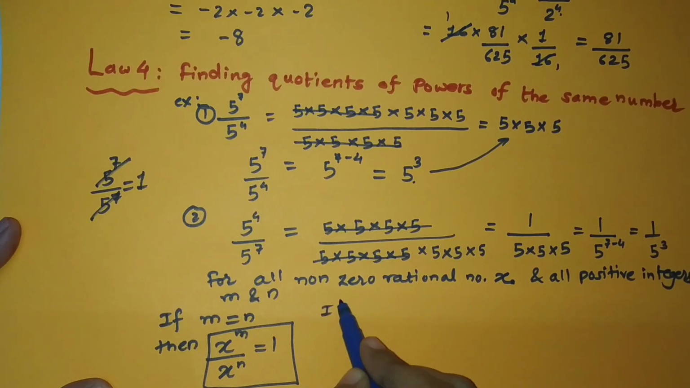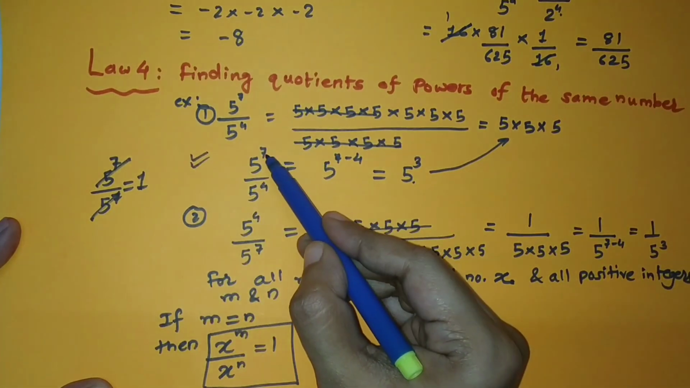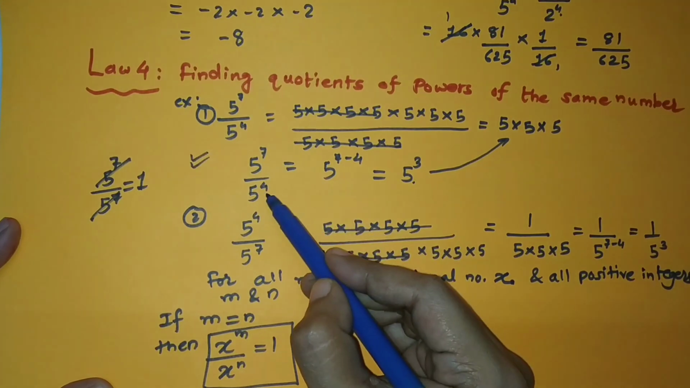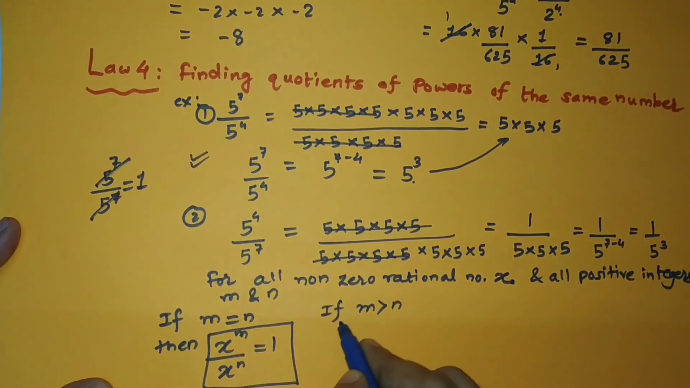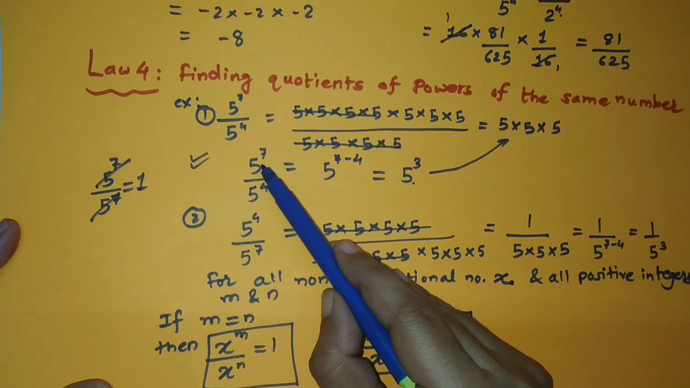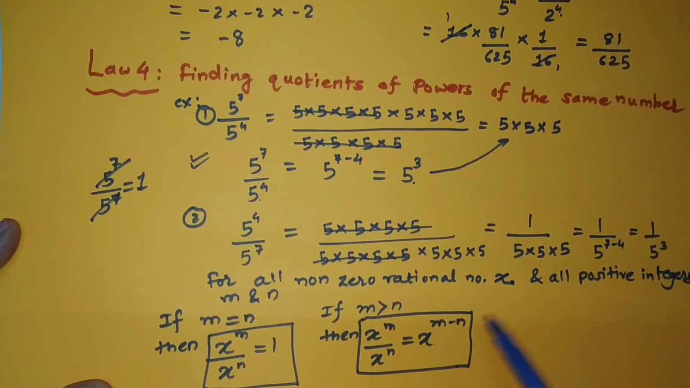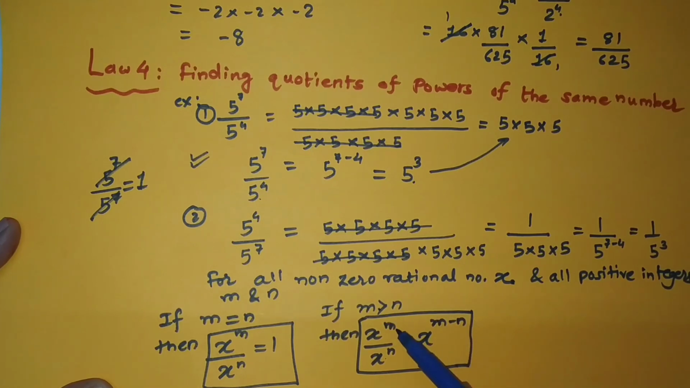Another case is if m is greater than n, like here. m means this power is greater than this power. So what you can do is write x to the power m divided by x to the power n, which is nothing but this power minus this power. Like in this case here we have done 7 minus 4, the same, m minus n, you need to perform when m is greater.